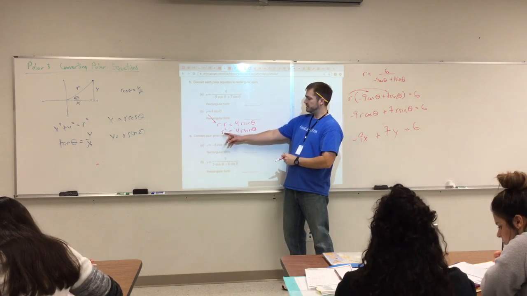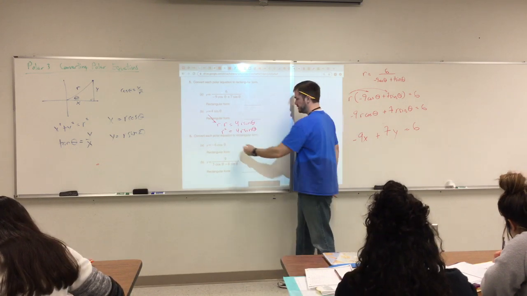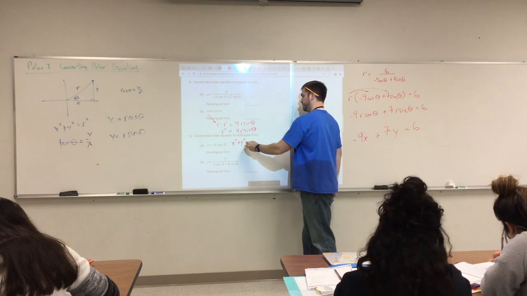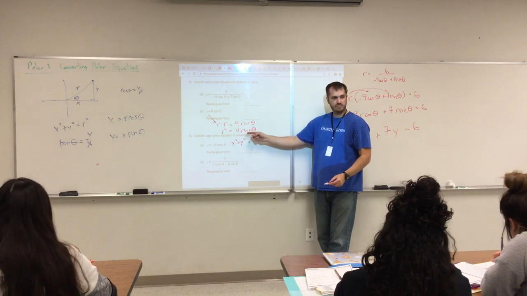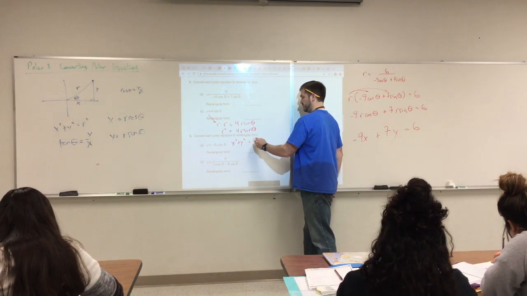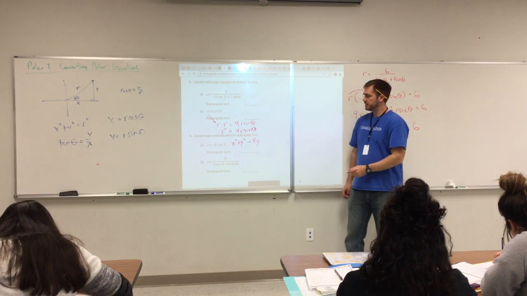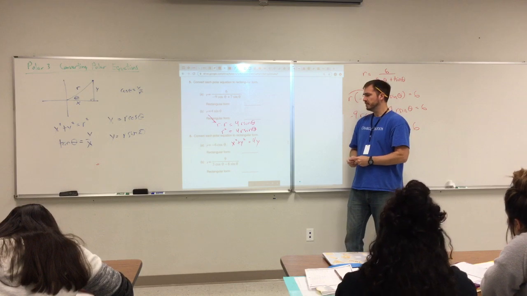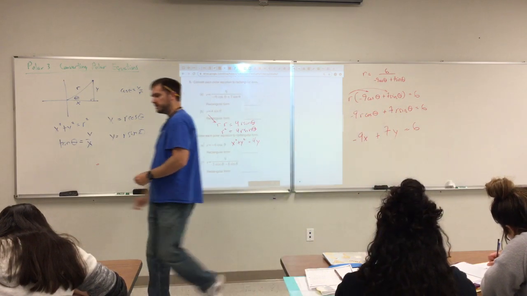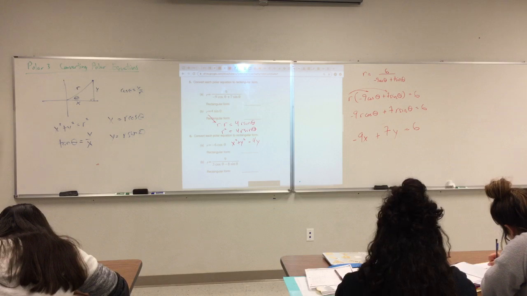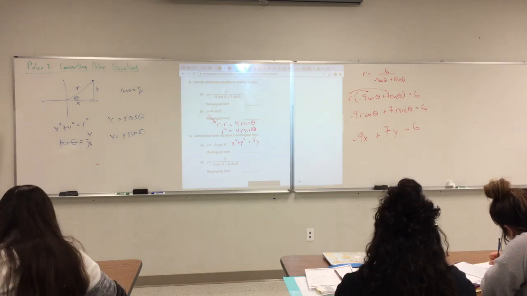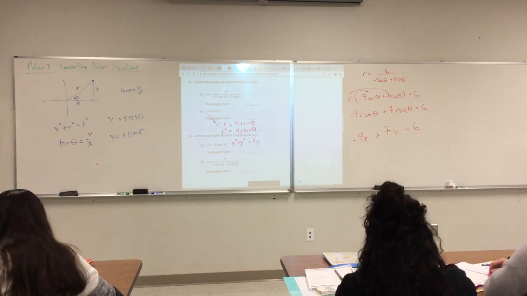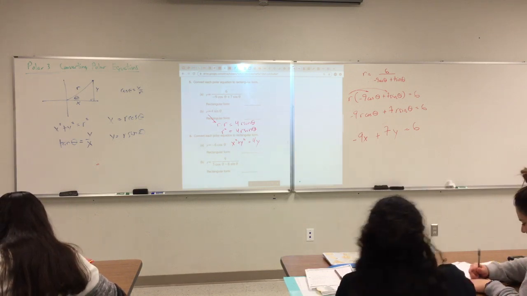I do that because R squared, as we saw earlier, is equal to X squared plus Y squared. And the 4R sine theta can just be simplified to 4Y. And I think Alex will also accept that as well. X squared plus Y squared equals 4Y. Good deal. Alright.